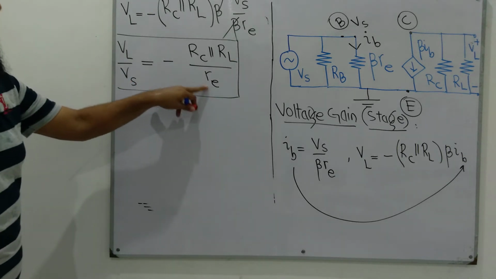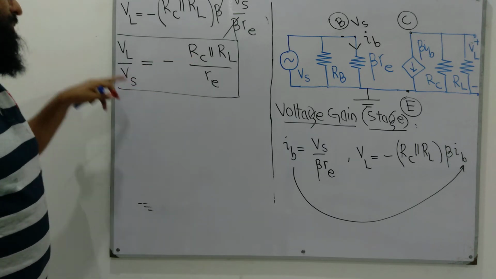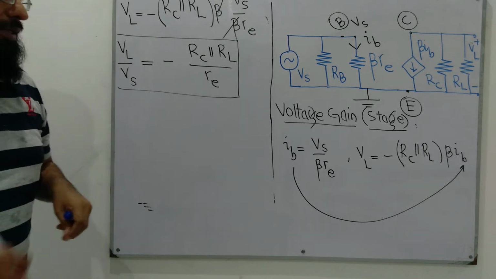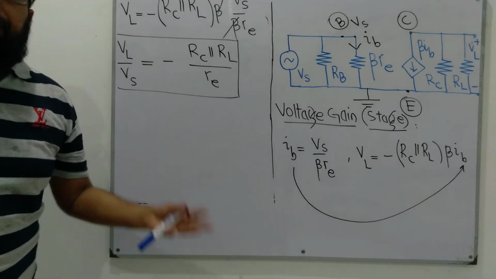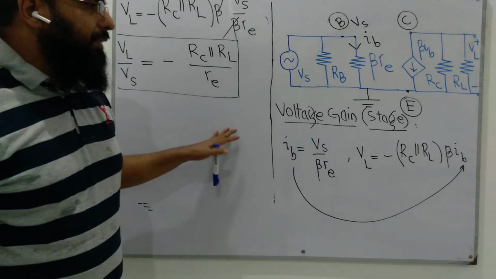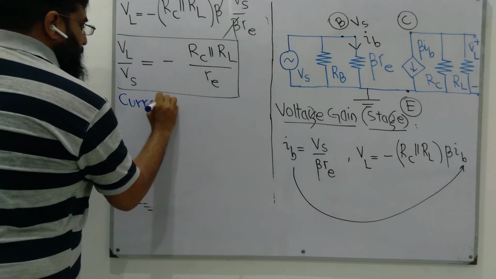This value is very small compared to this parallel combination, therefore it produces a higher value. This means the stage voltage gain is more than 1. It's a voltage amplifier. So all common emitter configurations produce a voltage amplifier. Let's see what is the current gain of this stage.